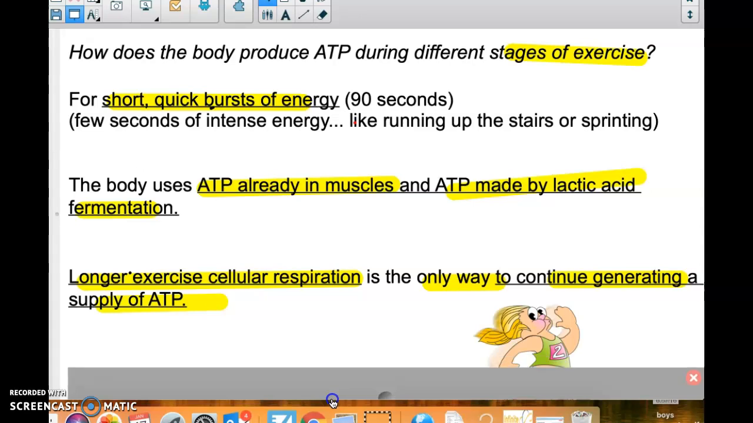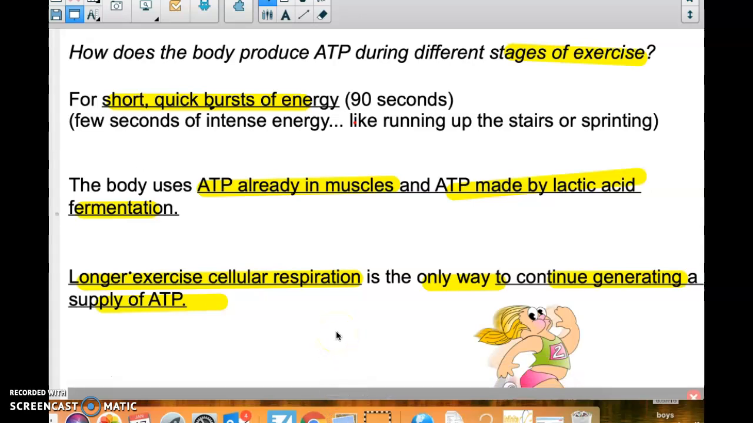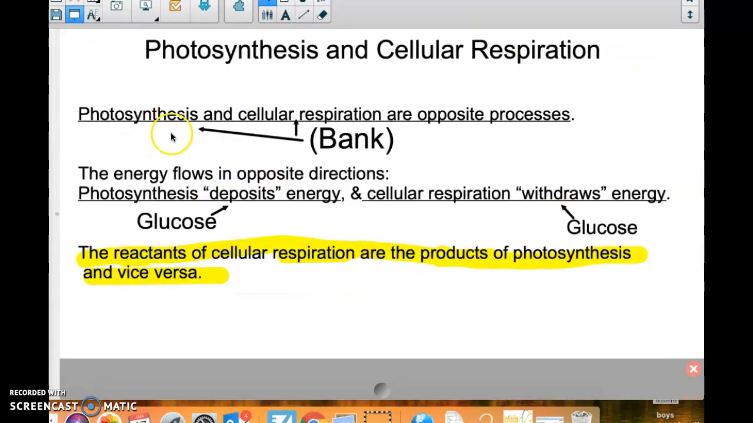If you are having a longer exercise, like instead of running a sprint, you are running a marathon, your body will need to go through cellular respiration. You cannot function on lactic acid fermentation for a very long time. So your body begins to generate ATP by going through cellular respiration. That's why a lot of people load up on carbs before a marathon, and that's why people can lose weight, because the fat storage they have turns into glucose, so for them to go through cellular respiration.